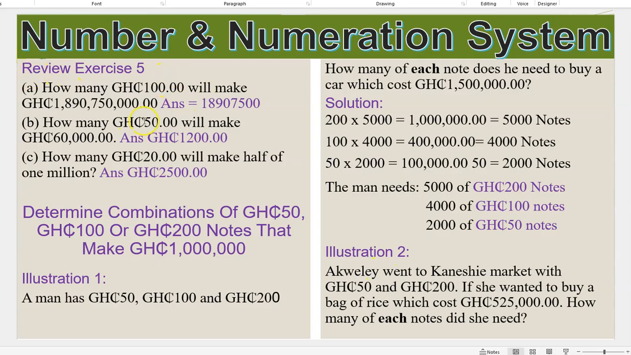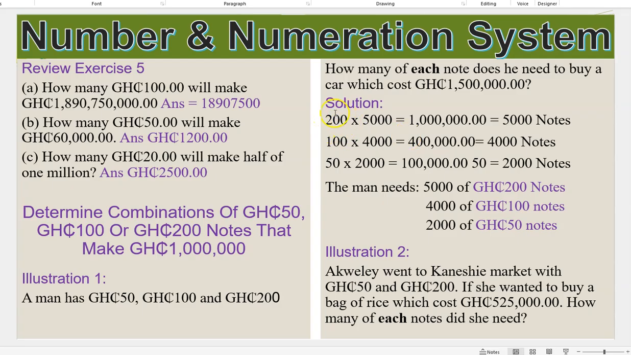Review exercise is here, and these are the answers. Next, we'll be looking at determining combinations of 50 Ghana cedis, 100 Ghana cedis, and 200 Ghana cedis notes that make 1 million. A man has 50 Ghana cedis, 100 Ghana cedis, and 200 Ghana cedis. How many of each note does he need to buy a car which costs 1,500,000?